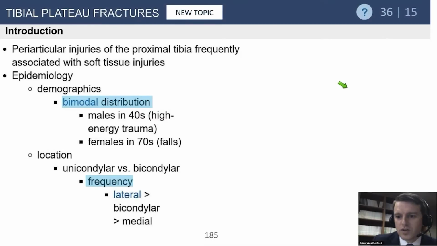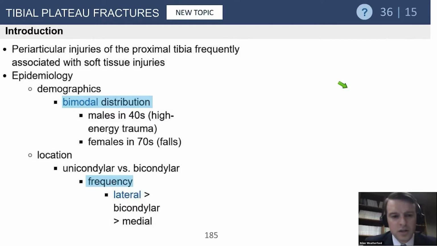All right, so we're going to go ahead and jump into tibial plateau fractures now. You're going to see, I think, a lot of similar themes here. These are periarticular injuries of the proximal tibia, and just like tibial plafond fractures, there is a high incidence of associated soft tissue injuries. Actually, it's a soft tissue injury that's associated with the fracture. These are seen in more of a bimodal distribution than tibial plafond fractures.